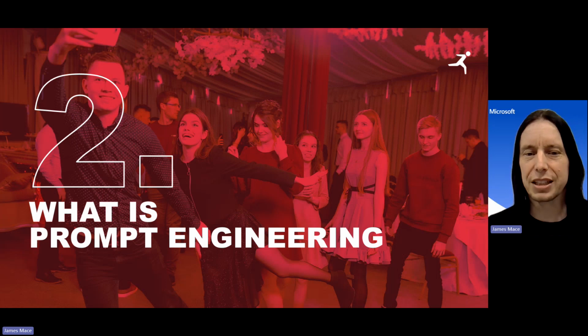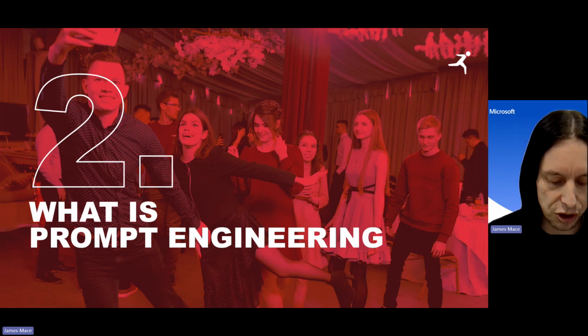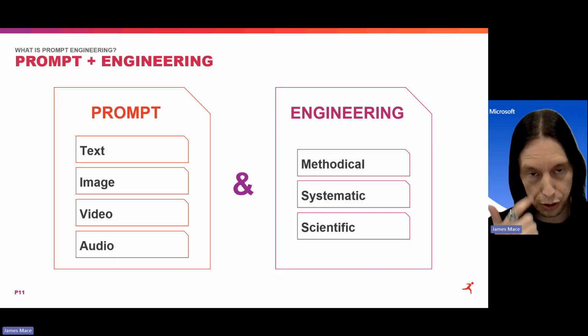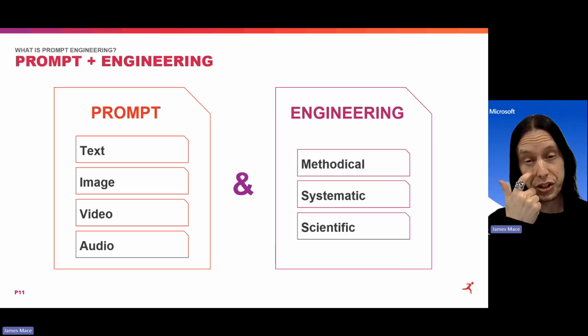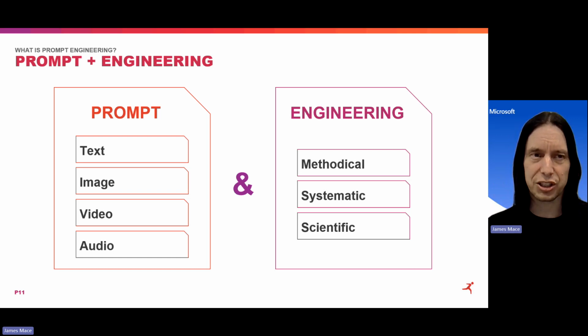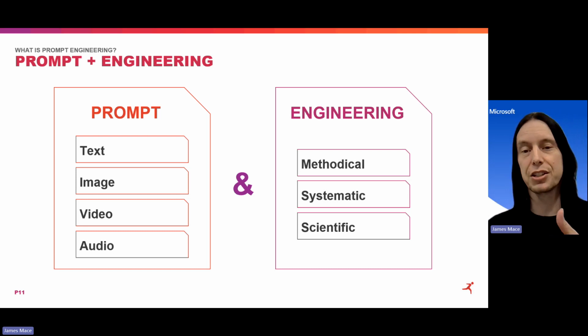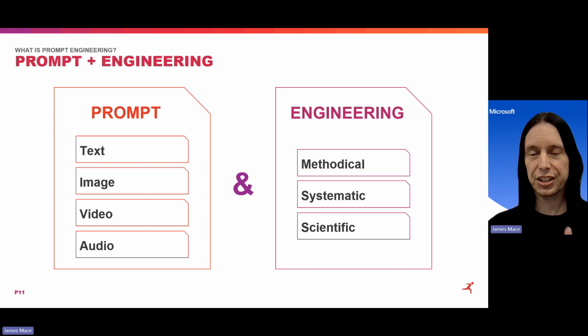Okay, so what is it? Let's dive into what prompt engineering is. Just spend a bit of time talking about this, and then we'll get to some examples. So if we look at the two words, prompt and engineering, prompt is pretty straightforward, right? That's usually referred to as the text, but could also mean image, video, audio, that you're inputting into the system, right? Into the AI tool. Engineering, now that's the part where it really takes it up a notch, right?